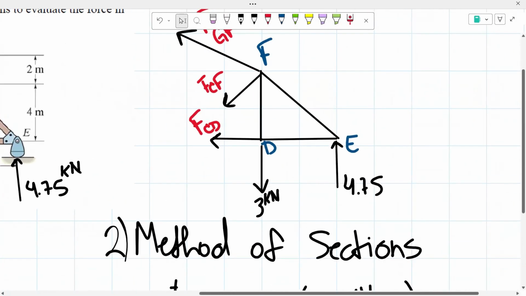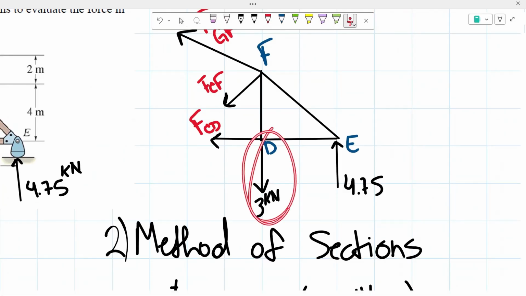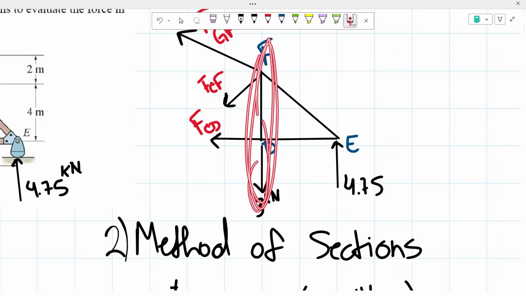From there, we have our 3 kilonewtons. I'm so sorry, I forgot about this. Our 3 kilonewtons will also not be creating a moment since it is parallel to that point. I'm so sorry that I said that it would. I'm so sorry, you guys. It will not be creating a moment since it is parallel to that point.